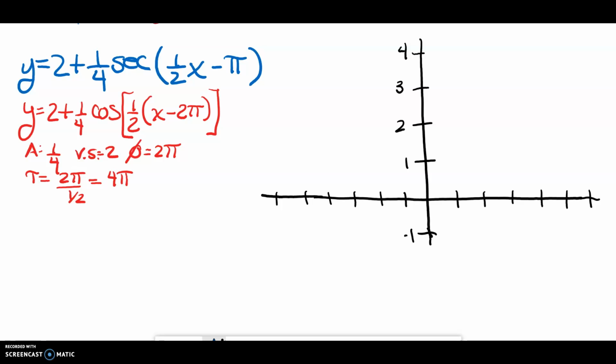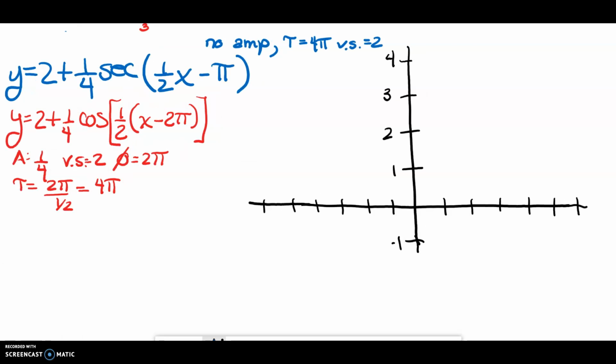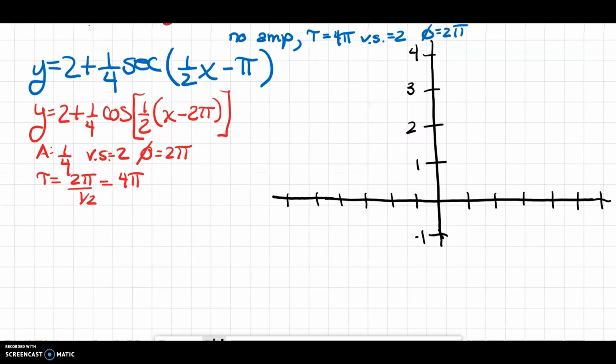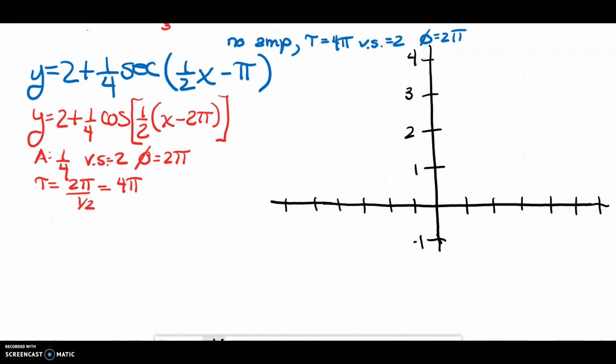Okay, so how does that translate to my secant function? Well, my secant function, there is no amplitude. I have a period that is the same as my cosine function. I have a vertical shift that is the same as my cosine function. I have a horizontal or phase shift that is the same as my cosine function. And I believe that's all we have right here. So there is no reflection over the x-axis for this graph.